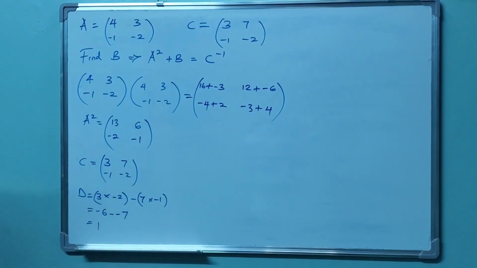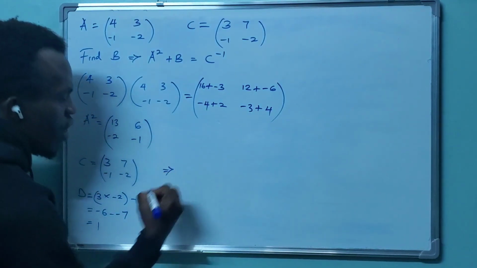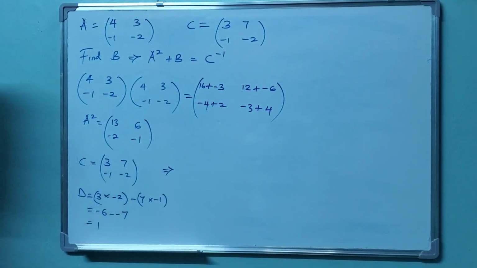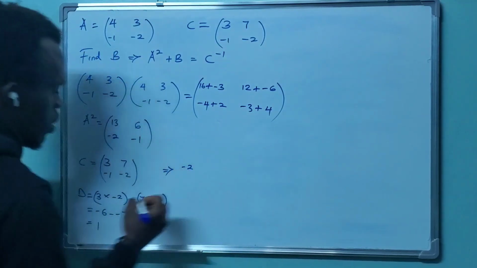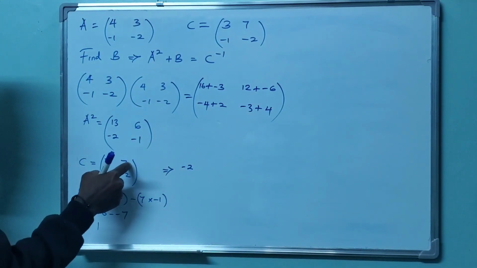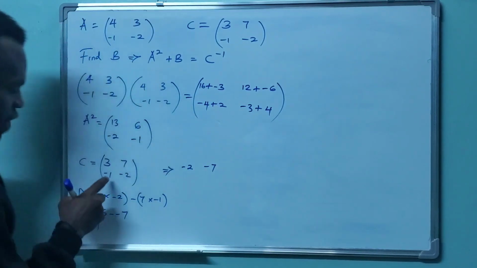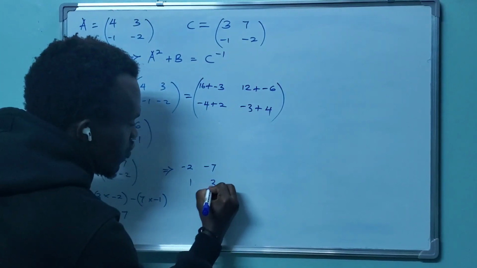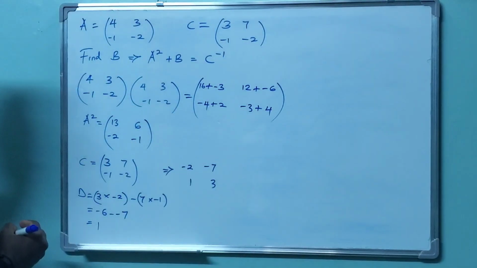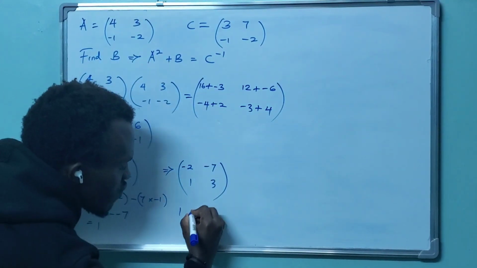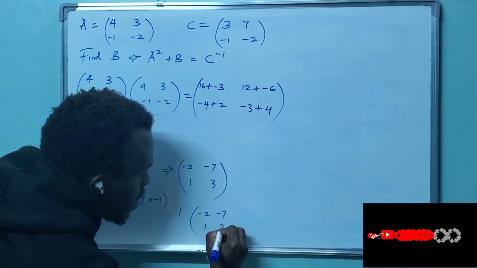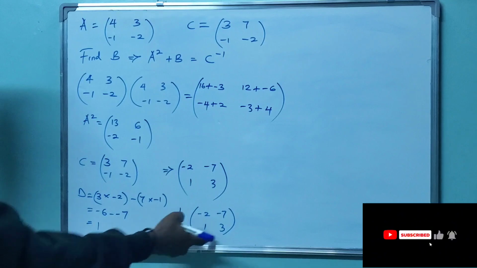Now, let us get the inverse of the matrix. Remember we said that for the inverse of the matrix, first of all, the leading diagonal, you change their position. So I'm going to have here negative 2, and then 3. The end diagonal, you change their sign. Because 7 is positive, it is going to be negative 7. And negative 1 is negative, so it is going to be positive 1. So that is what we are going to have as our inverse of the matrix. When you multiply by the inverse of the determinant, which is 1, I'm just going to remain with negative 2, 7, 1, 3. So the inverse of C is that.